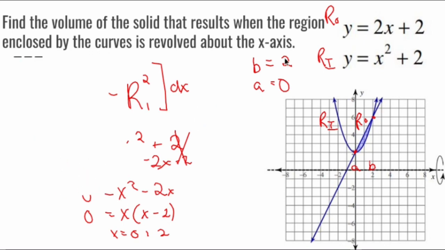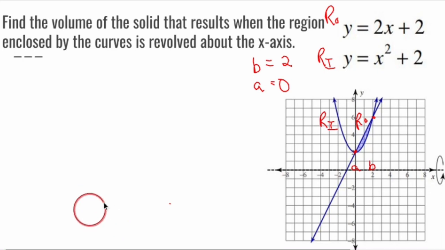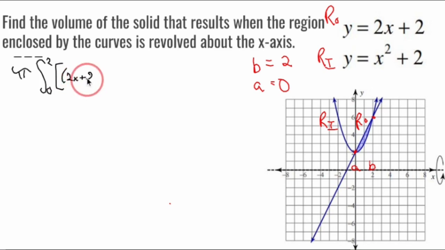I'm not going to clear the screen because I want to keep this stuff over here. I'll probably have to write small because I have a feeling this is going to be a mess. So I've got 2 and 0. I've got r sub O, which I said is going to be my line. So I have the integral of (2x plus 2) squared minus (x squared plus 2) squared, dx.